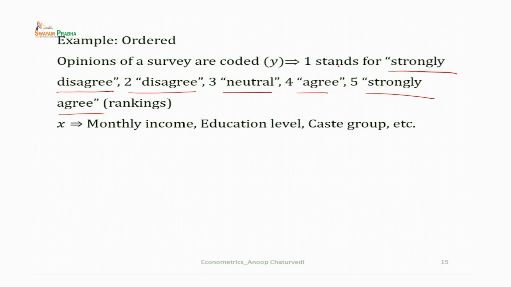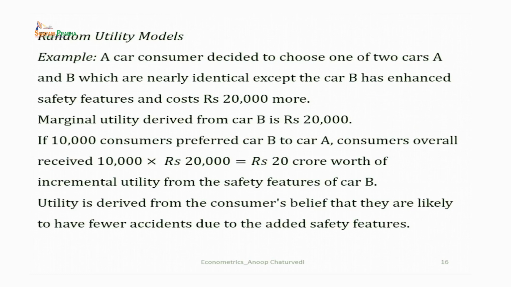So, these are actually different options, different rankings, or different values of y are actually different rankings. Or you can say these choices are ordered, from strongly disagree to strongly agree. Then x may be monthly income, education level, caste group, etcetera. Now we consider random utility models.